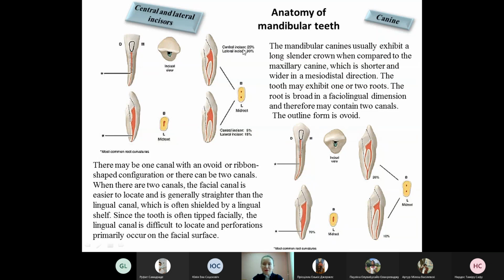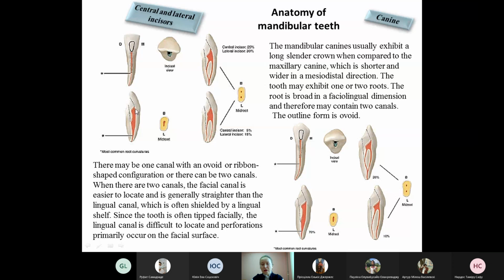So the central incisor could have 2 root canals in 25% of cases, and the lateral incisor in 30% of cases as well. They can be 2 root canals with a single opening and 2 root canals with 2 separate openings. And here you have this percentage of cases. For central incisors it is 5%, and for lateral incisors it is 15% of cases.